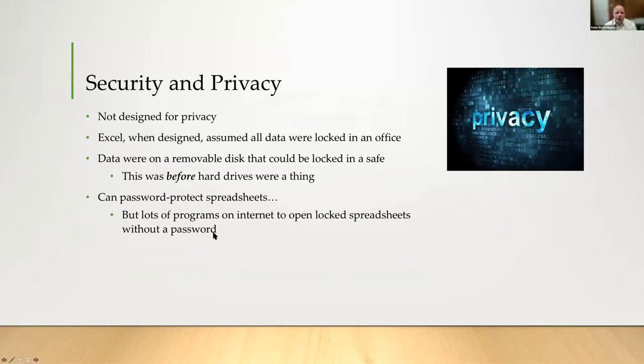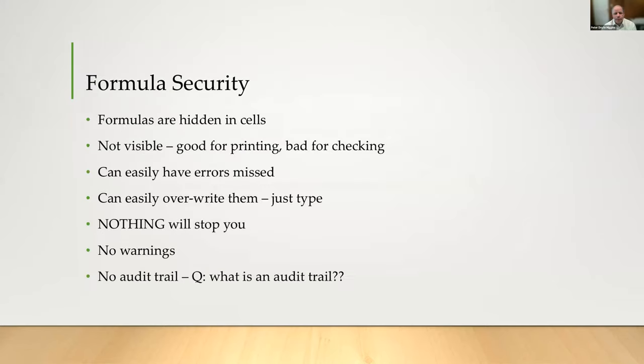Spreadsheets and Excel were really not designed for privacy. Excel, when it was designed, assumed that all data were on floppy disks, pulled out of a computer at the end of the day and locked in a drawer in a locked office. All the data were on a removable disk that could be locked in a safe, and this was before hard drives were a thing. You can password protect spreadsheets, but lots of programs on the internet can open locked spreadsheets without a password. Then there's formula security.